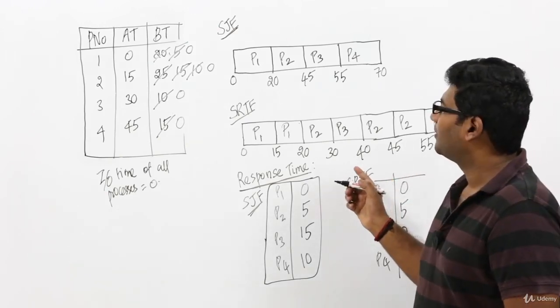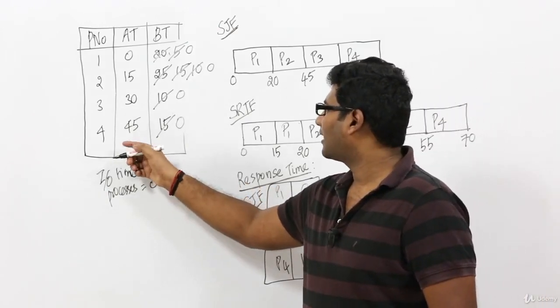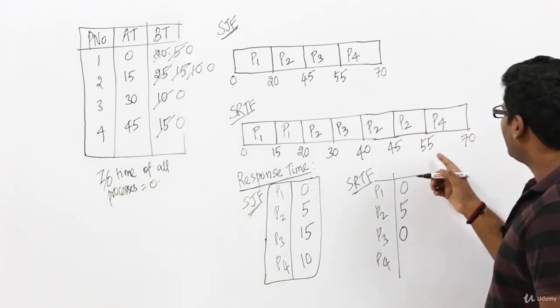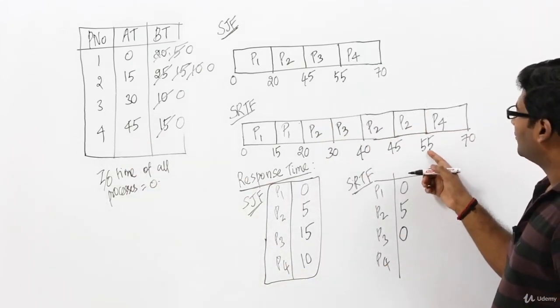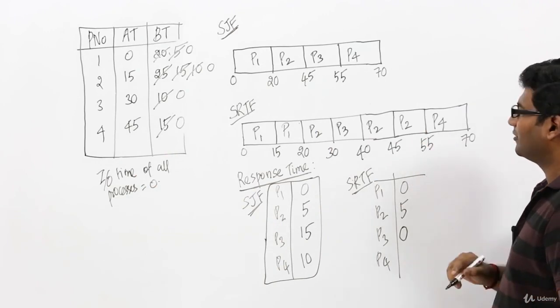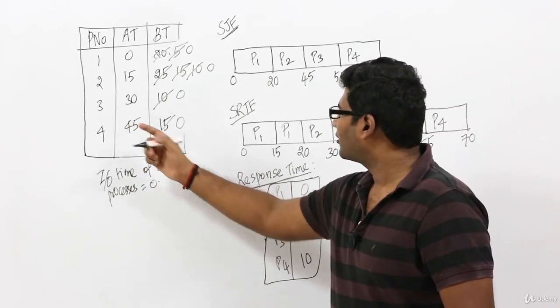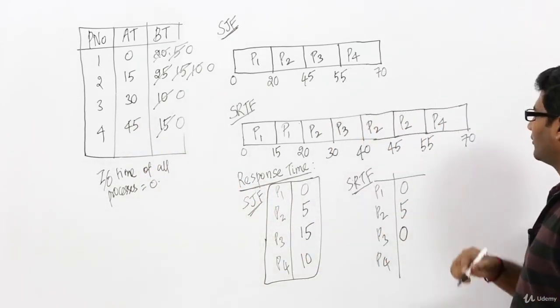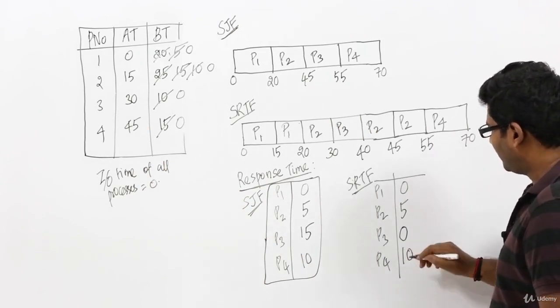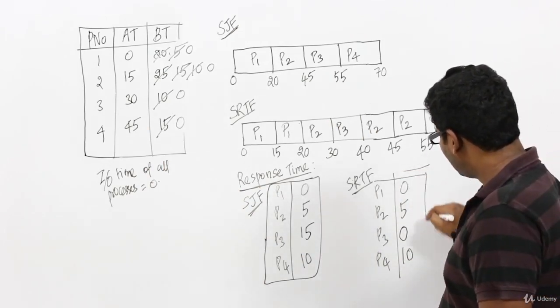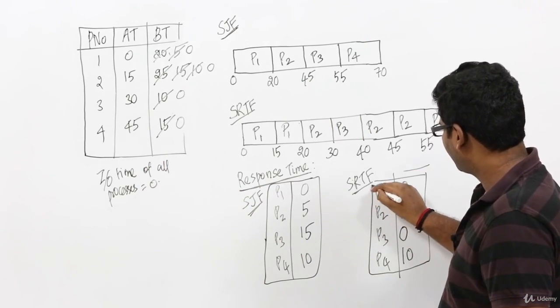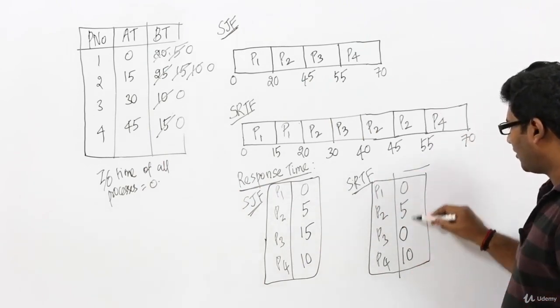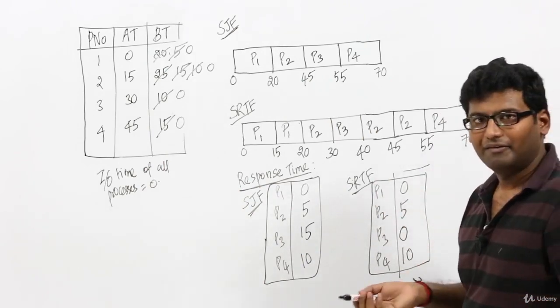Now what about process P4? P4 came to the RAM at time unit 45 and it got the CPU at 55, so it has waited for 10 time units. So this is the response time. Now you can just add all of them and divide by 4, and you'll get the average response time.